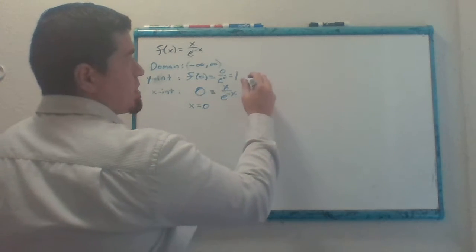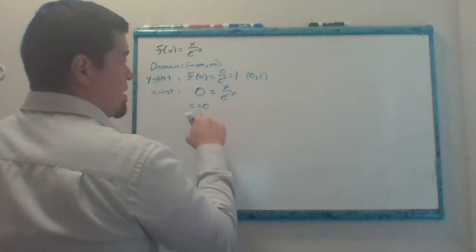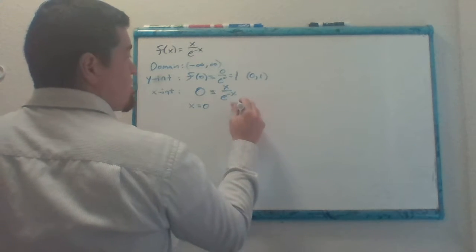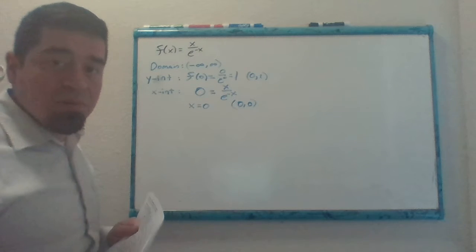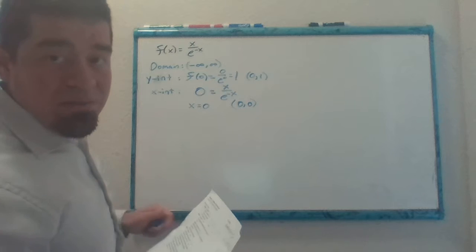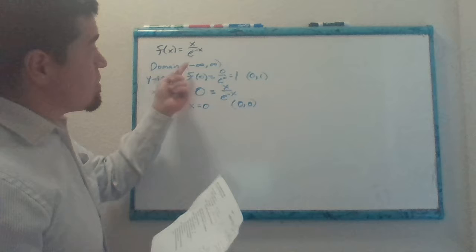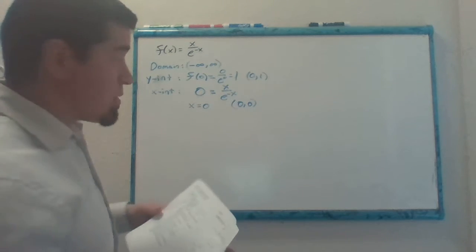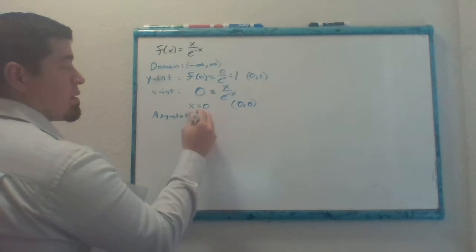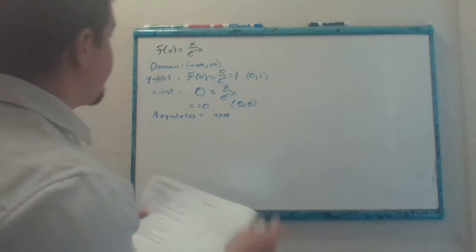Then I'm going to write the points that we found. We found 0, 1 as the y-intercept. And then here we found 0, 0 as the x-intercept. Because we're going to come back and plot those points. From there, find any asymptotes. Asymptotes are found by setting the denominator equal to 0. But again, just like in the domain, there's no way that the denominator could be 0, so there are no asymptotes. So I'll just put none. Okay, so that's the step 1 part.